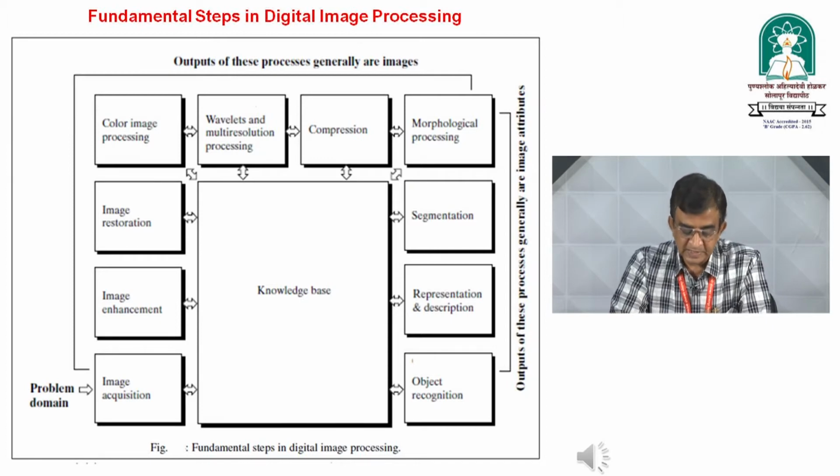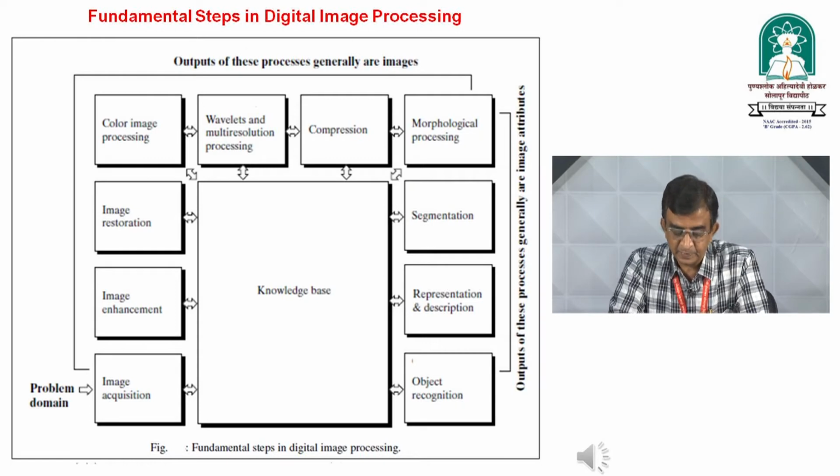Now, this diagram does not imply that every process is applied to an image. We will see all these steps one by one. The first one is image acquisition, which is the first process. Acquisition could be as simple as being given an image that is already in the digital form. Generally, image acquisition stage involves pre-processing such as scaling.